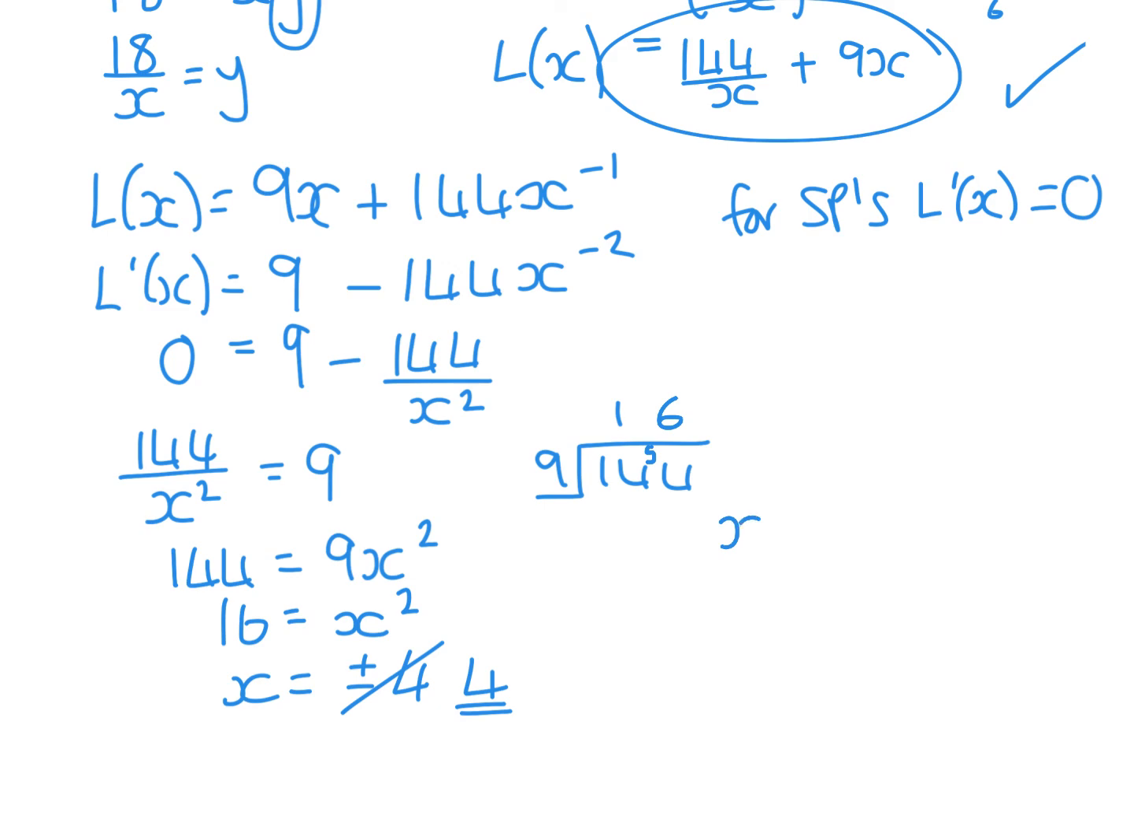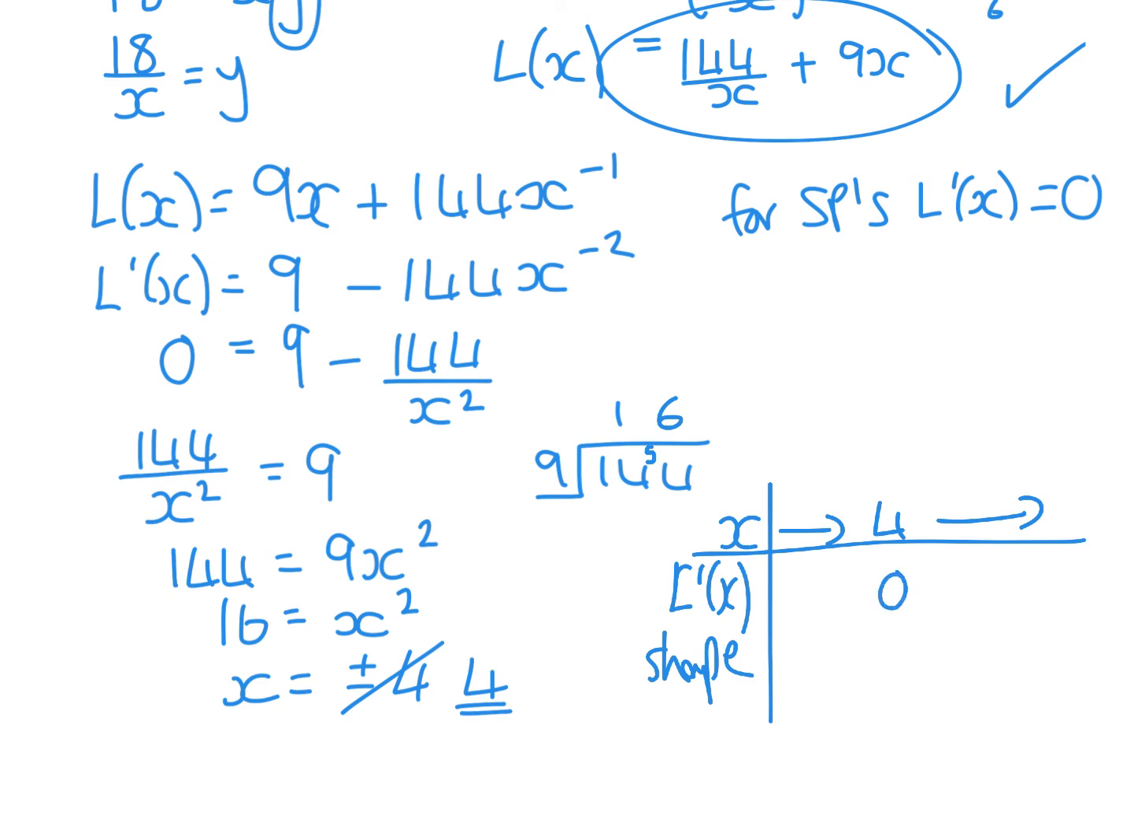We're going to check this in the nature table. Remember, we're looking for a minimum. So I'm hoping a minimum turning point comes out here. So L dashed x in here and shape. Right, where am I subbing into? So let's highlight what I'm using to sub into. I'm going to sub into this bit here where it's written nice and positively.